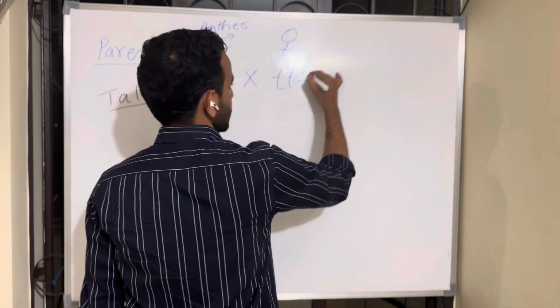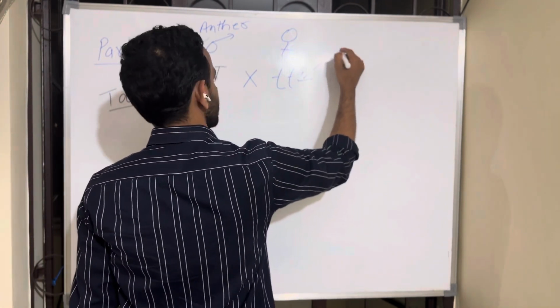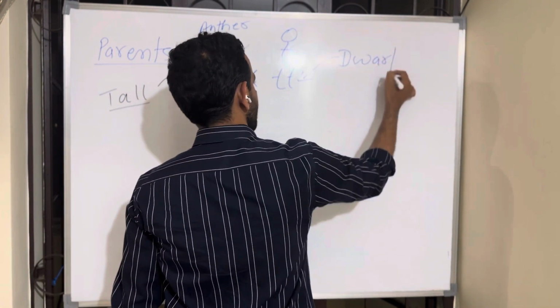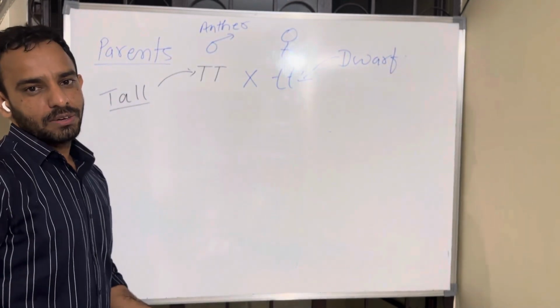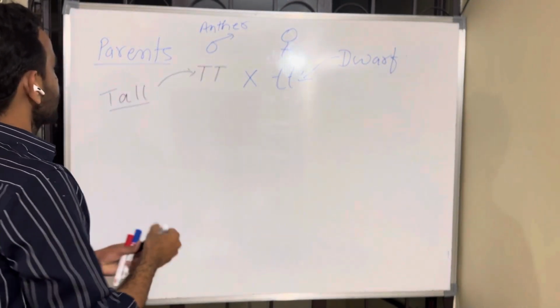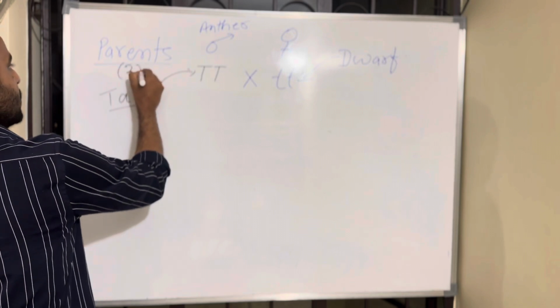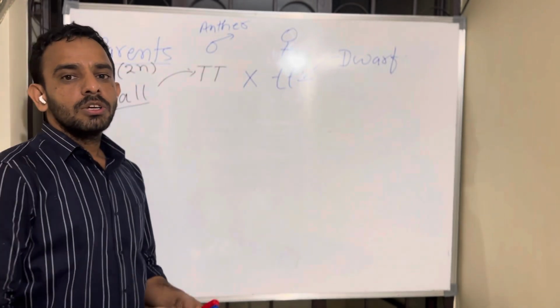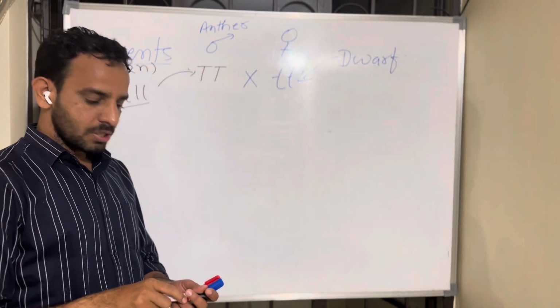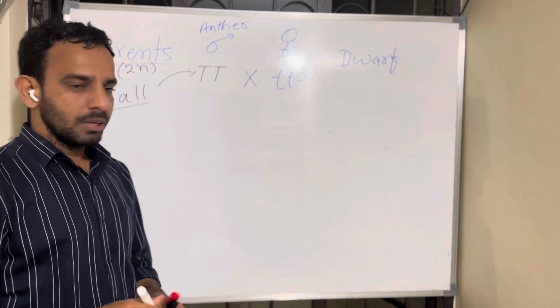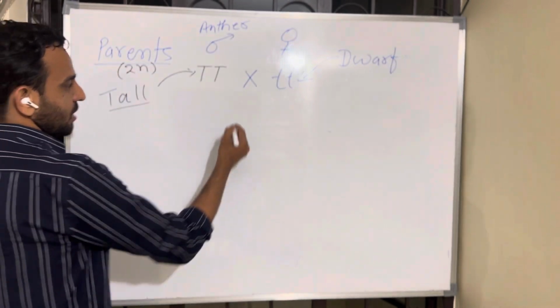This one is dwarf. As we know, these parents represent the diploid condition. Of course he worked on the pea plant, that is an angiosperm, and pea plants are diploid.